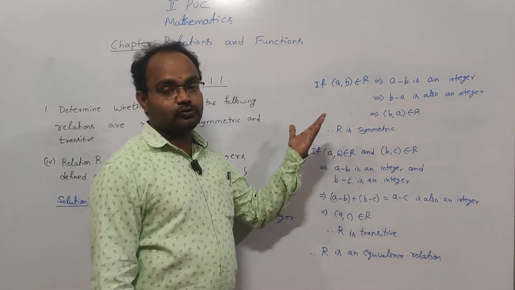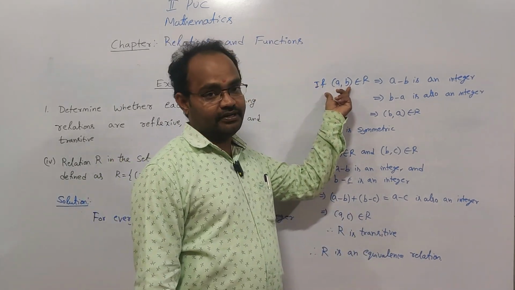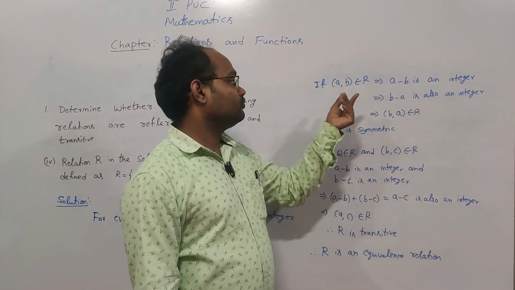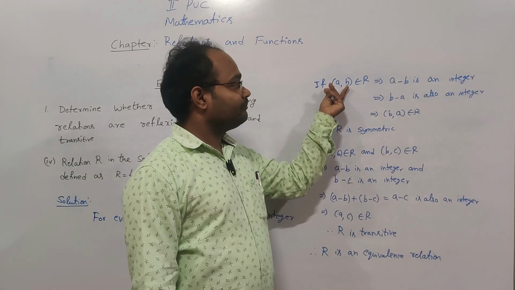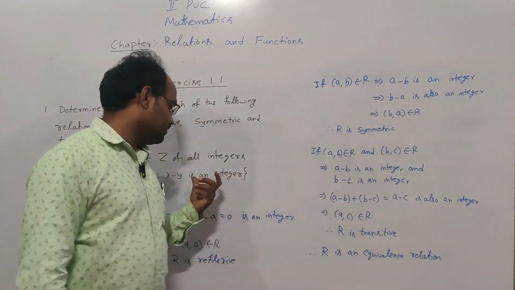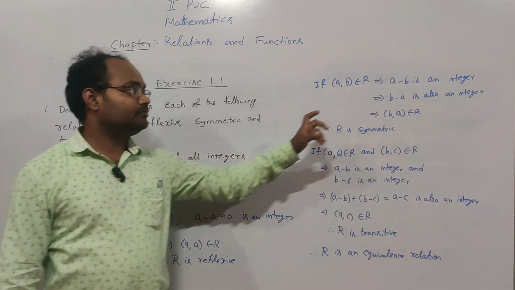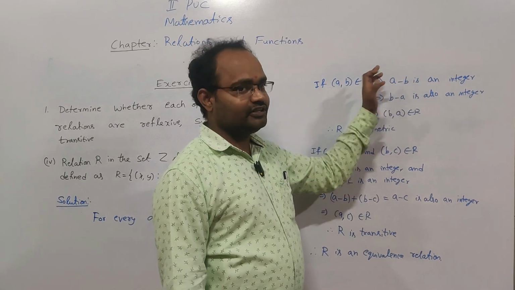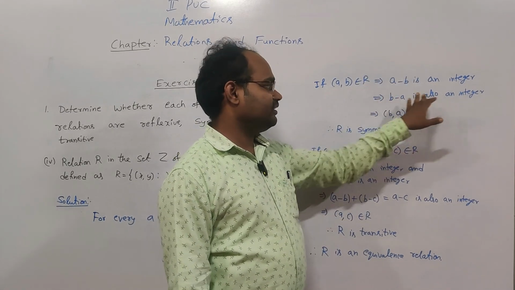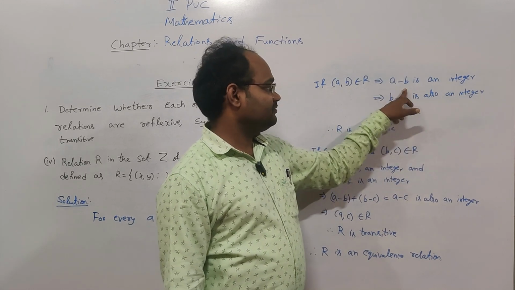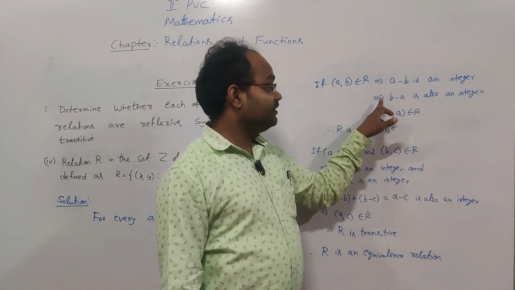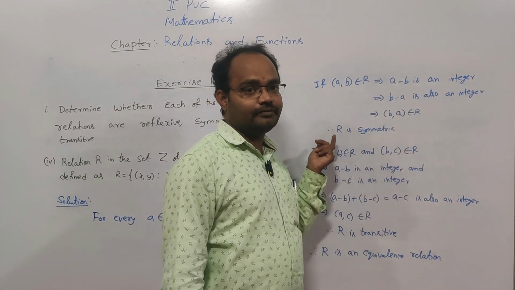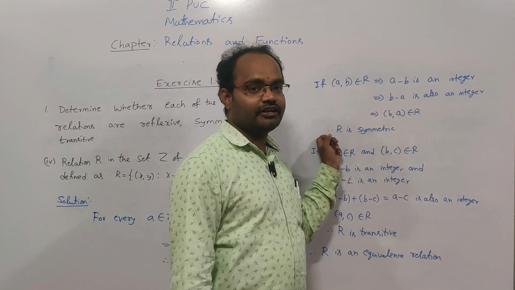ಹೇಗೆ? How to prove the symmetry? If we have to take one ordered pair and we have to prove that the reverse ordered pair also belongs to the relation. How to prove that? (a, b) belongs to R, let us take. That implies according to the given relation a minus b should be an integer. We know that if a minus b is integer, b minus a also integer. So b minus a is also an integer. If a minus b is an integer, then (a, b) belongs to R. If b minus a is an integer, then (b, a) belongs to R. So reverse pair ide, therefore it is symmetric.